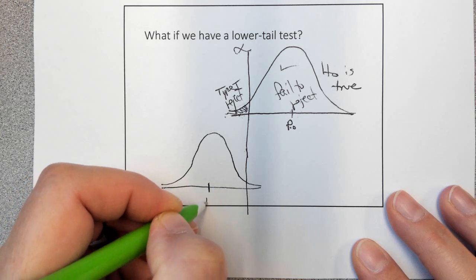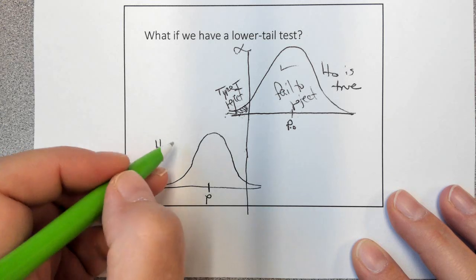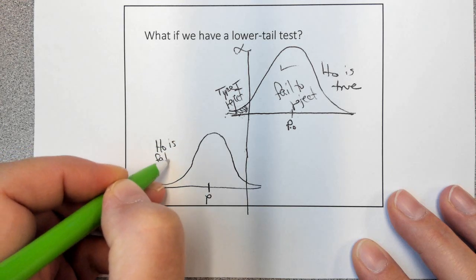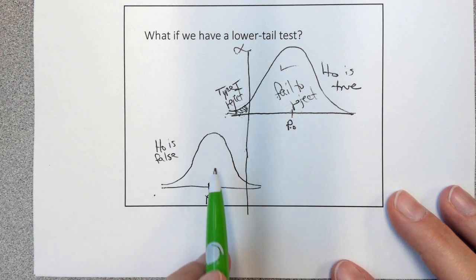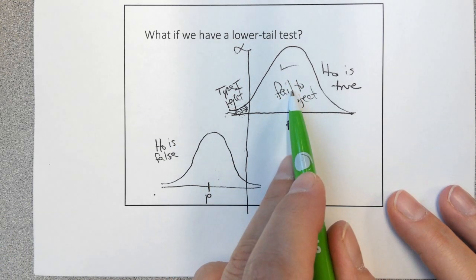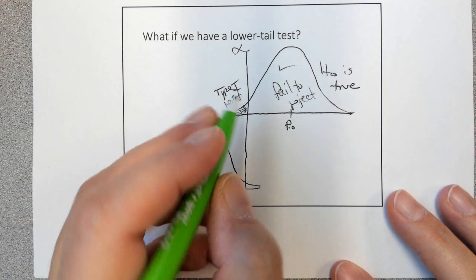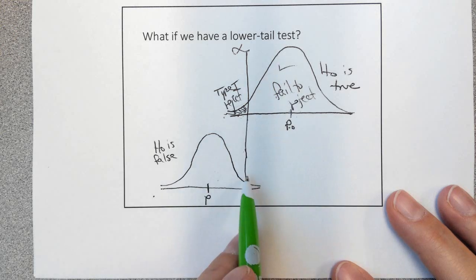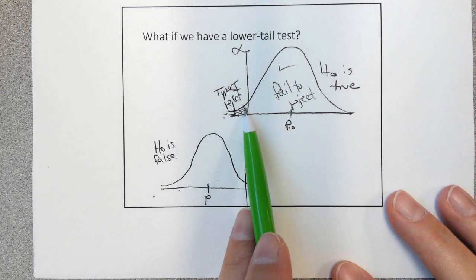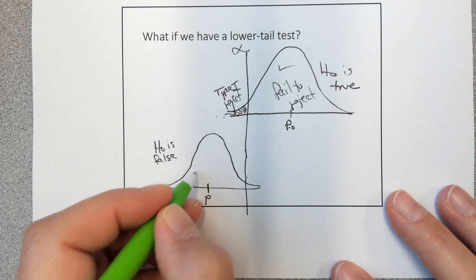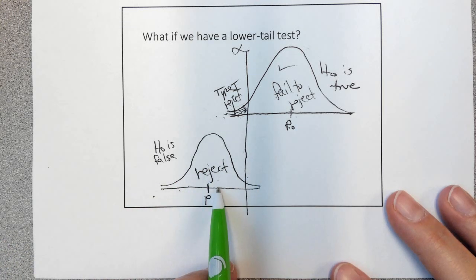So the true P is down here, which means my initial claim of H naught being 70% is wrong. It's false. It's actually lower than what I proposed. So the truth is here, what I claim is here. And they could be side by side if it wasn't so ugly. Okay, if I'm to the left of alpha when I collect a sample, because I believe this top part is the truth, if I'm to the left of alpha, I'm going to reject, which means down here is reject zone. So if I get something to the left of alpha, I'm going to reject.